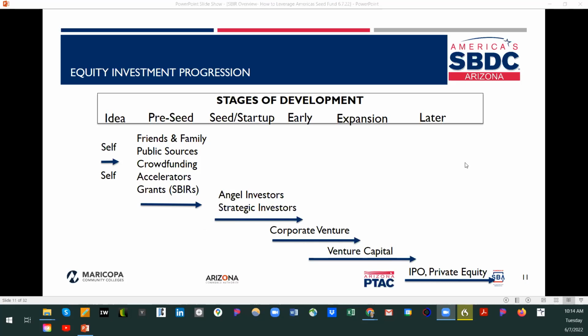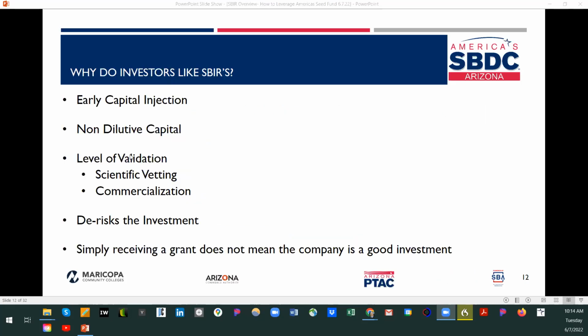In the scheme of things, the amount of money you can get this early for your innovation through SBIR grants is really unique, and it makes it very attractive. So we'll talk about that. Why do investors like SBIRs? Again, it's an early capital injection. When you get capital injected early, it de-risks the investment.